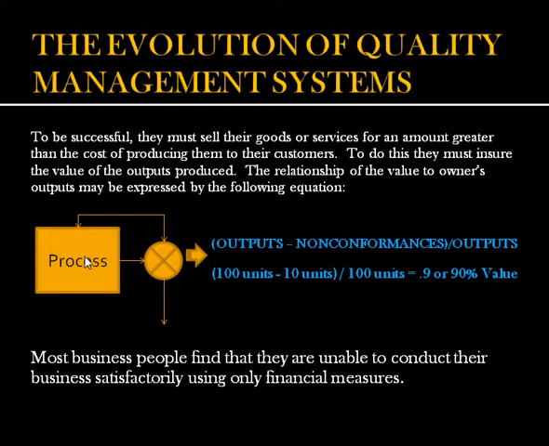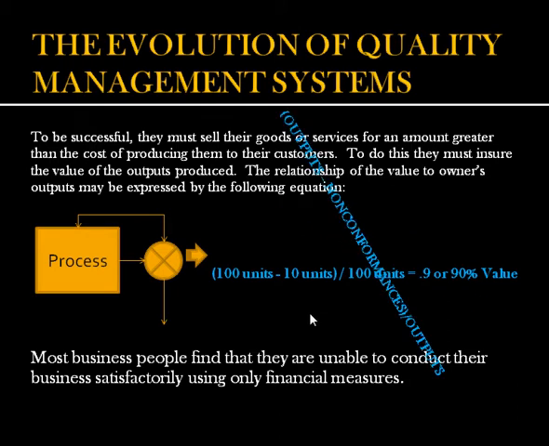Most businesses find that they're not able to conduct business satisfactorily only using a P&L or a balance sheet. So checking these values, if this is right, then the money should be in the bank. So it's outputs minus nonconformances divided by outputs. Here's your example.